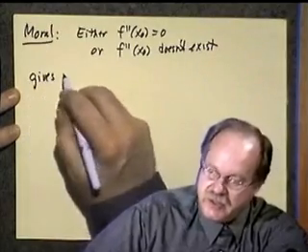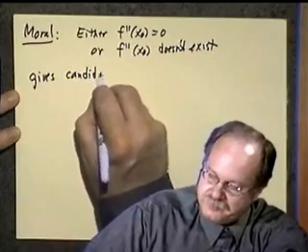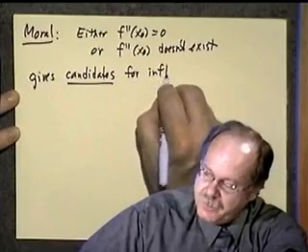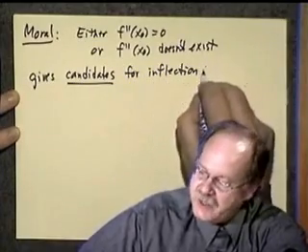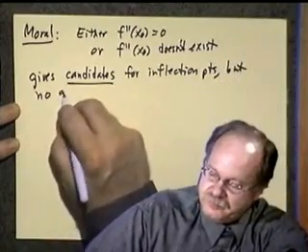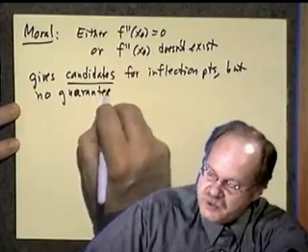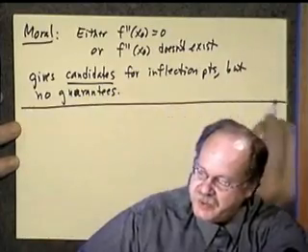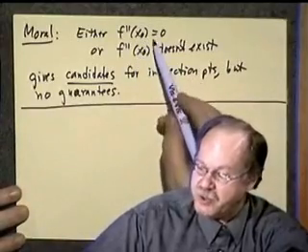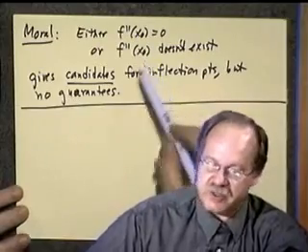Either one of those situations gives candidates for inflection points, which at least narrows down the possibilities, but no guarantees. So we can narrow down the possibilities by checking whether the second derivative fails to exist or is 0, and that's good. But you can't guarantee that the points you find are necessarily inflection points.